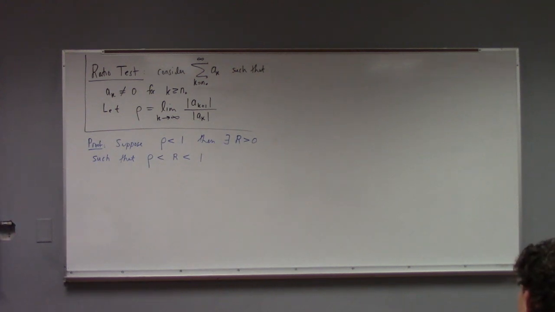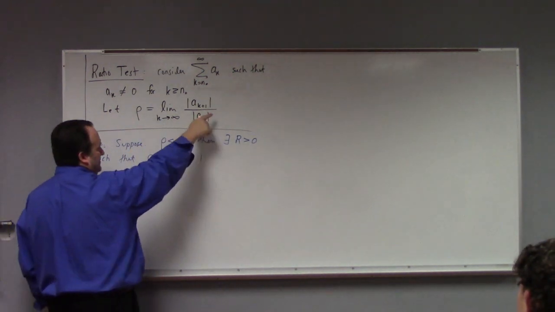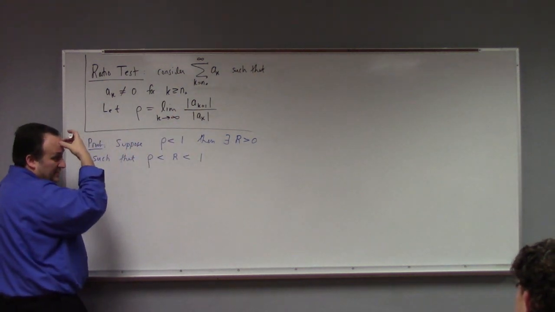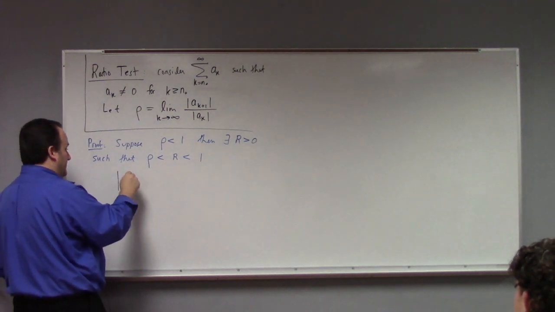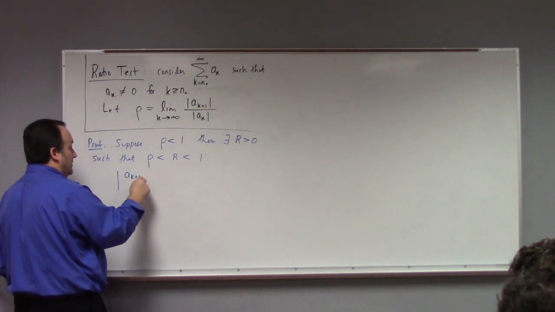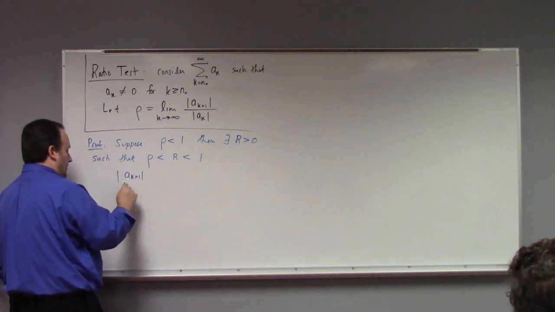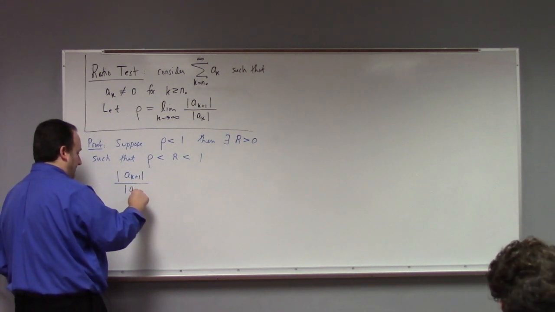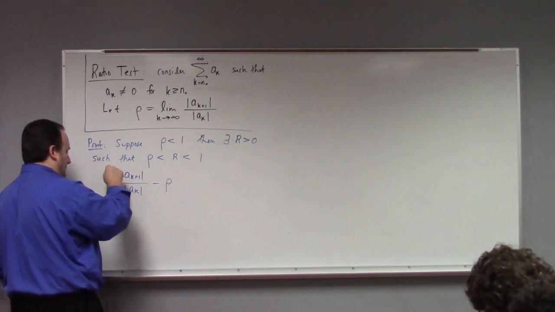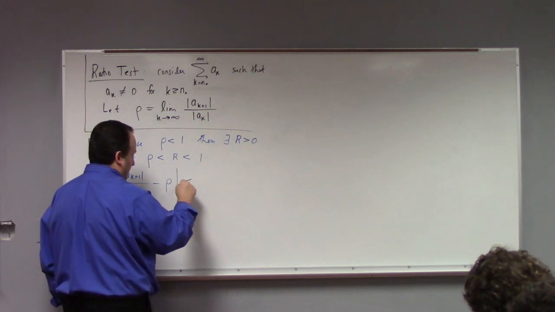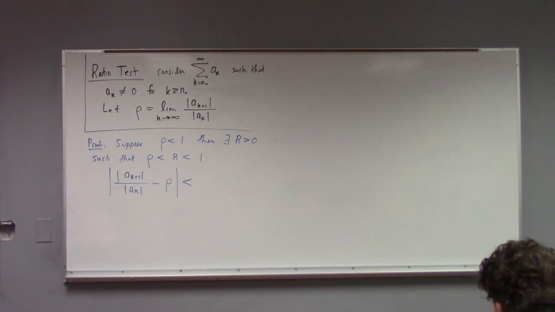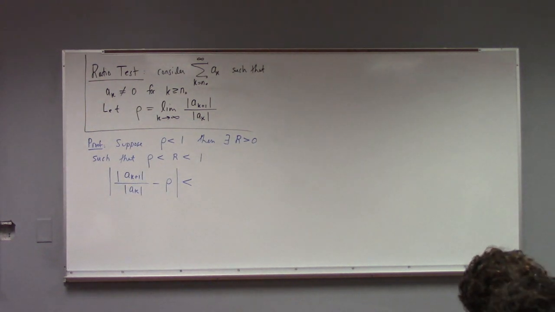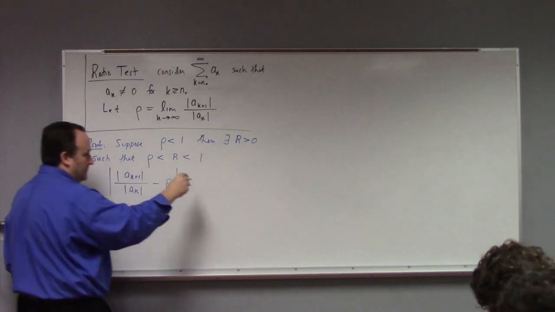Okay, then what? Well, notice that this limit exists. What does that mean? That means we can make the absolute value of the absolute value of a sub k plus 1 over the absolute value of a sub k, minus rho, as small as we like. And how small would we like it to be? What's a convenient positive thing? How about r minus rho?